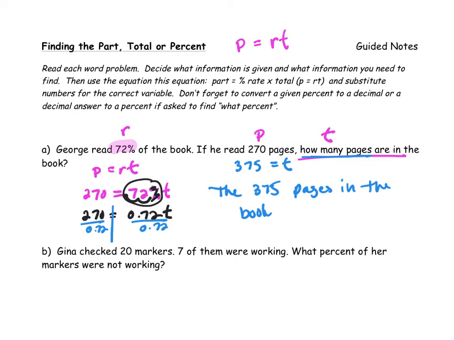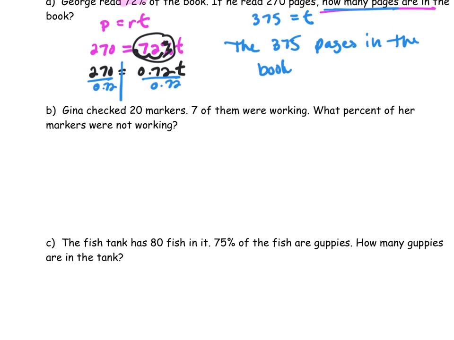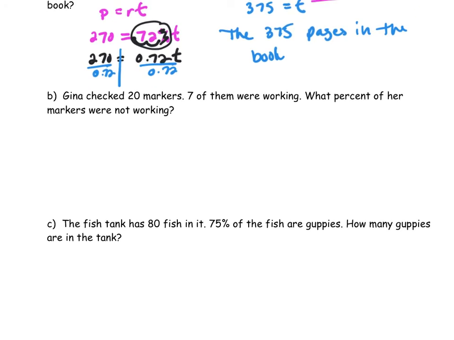So now let's continue. Let's go on to letter B. Again, we don't know if we're going to be asked to find the part, the percentage rate, or the total. So let's read through. Gina checked 20 markers, and 7 of them were working. So that should be a little comma there. What percent of her markers are not working?